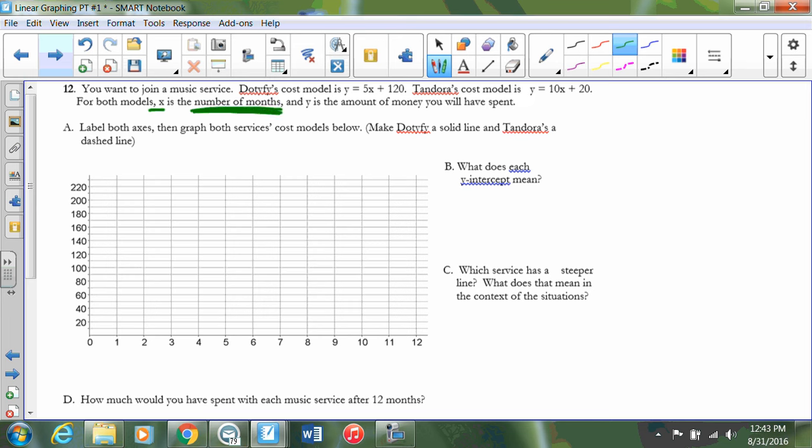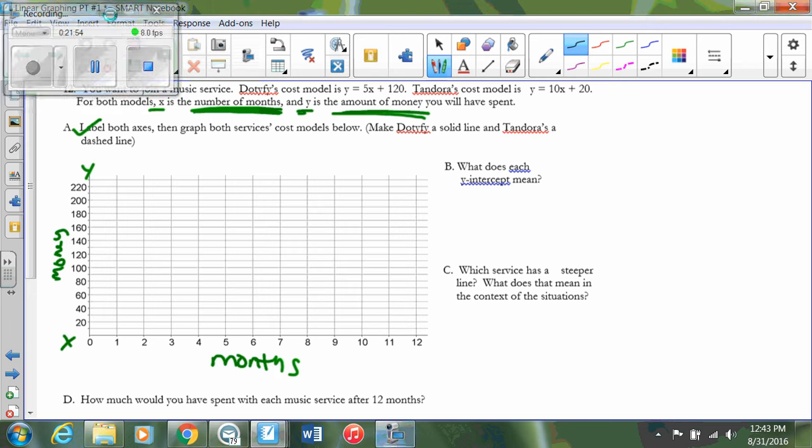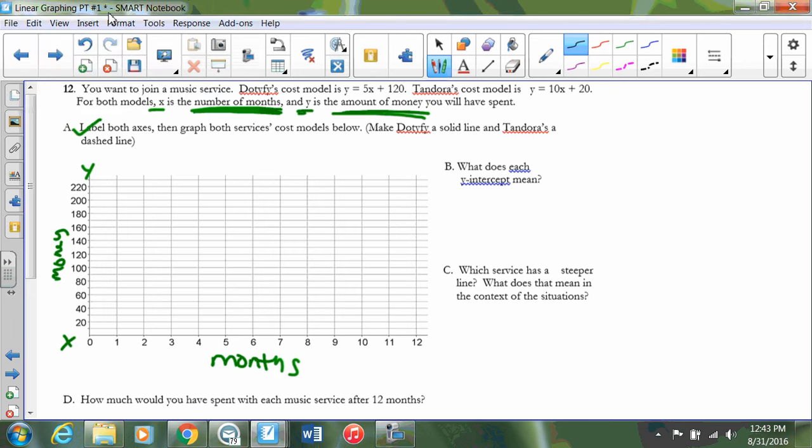So I'm going to go to the x-axis, and I'm going to write months. And it says y is the amount of money, so we're just going to go ahead and put the y-axis is the amount of money. Okay, so good. Label both axes. Check, we did that. All right, now we're going to need to graph. And the nice thing is they give us these graphs in y equals mx plus b form.